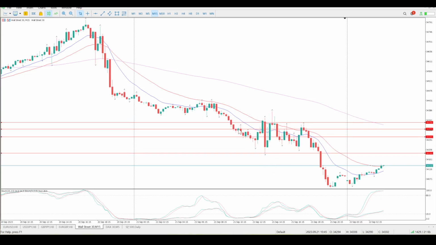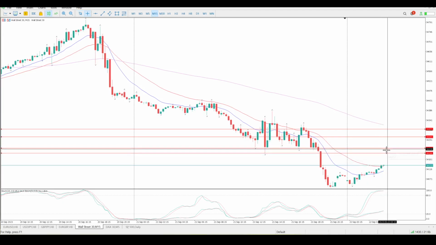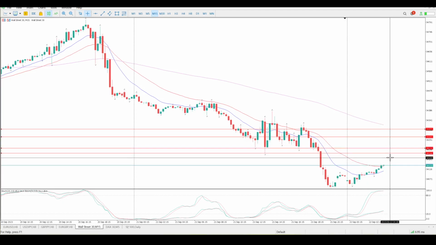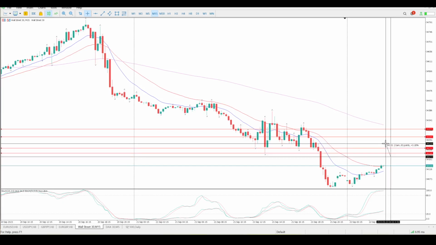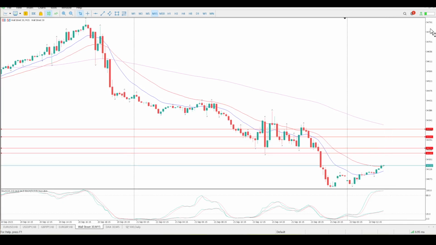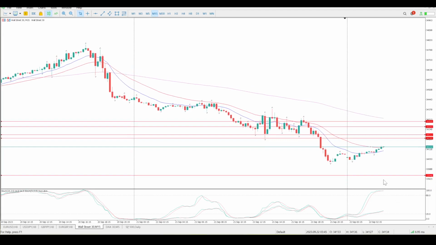So what you're looking for, I just want to put these two levels here. You're looking for a rejection of 34,212. Let's just say 34,200. You're looking for a rejection off this zone here. As soon as you see the price action, you can have a nice tight stop loss, so you probably end up with something like a 60-point stop loss. And what you're aiming for is this level here at 33,946. That's kind of my view for today.